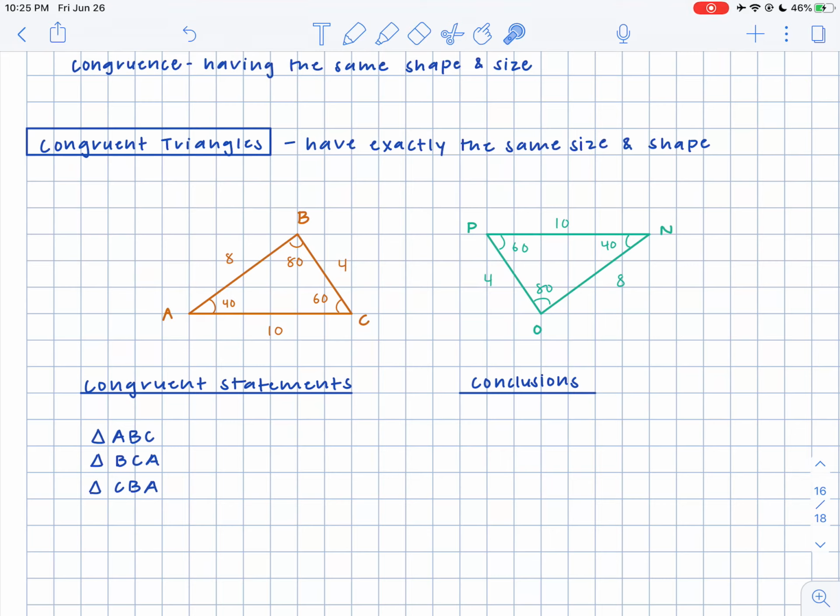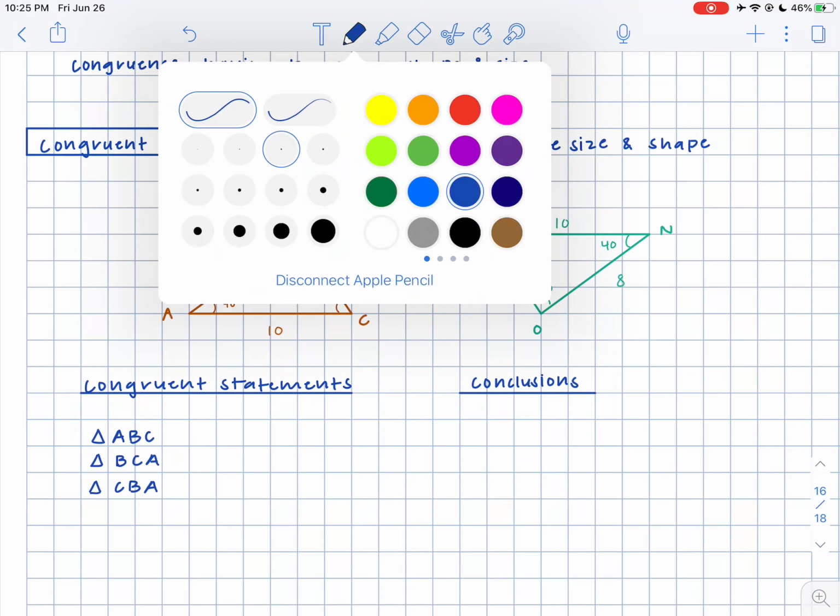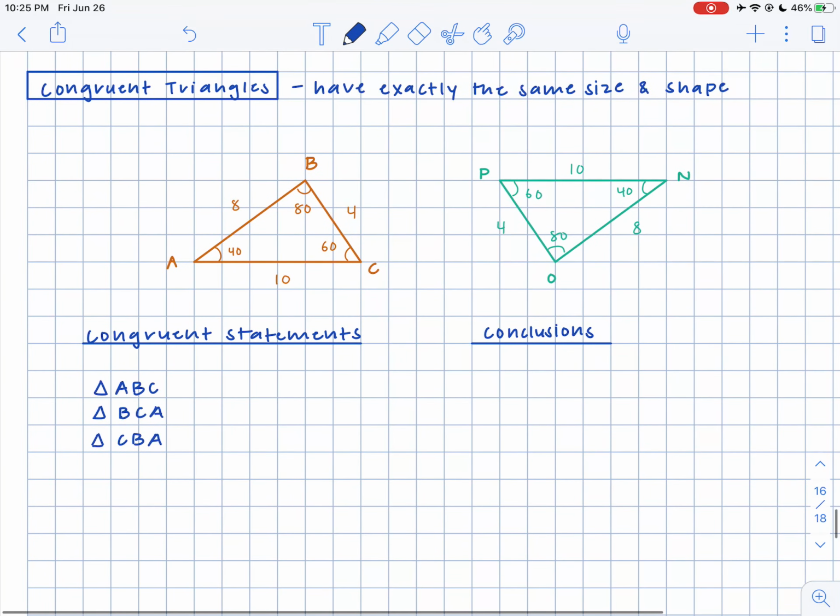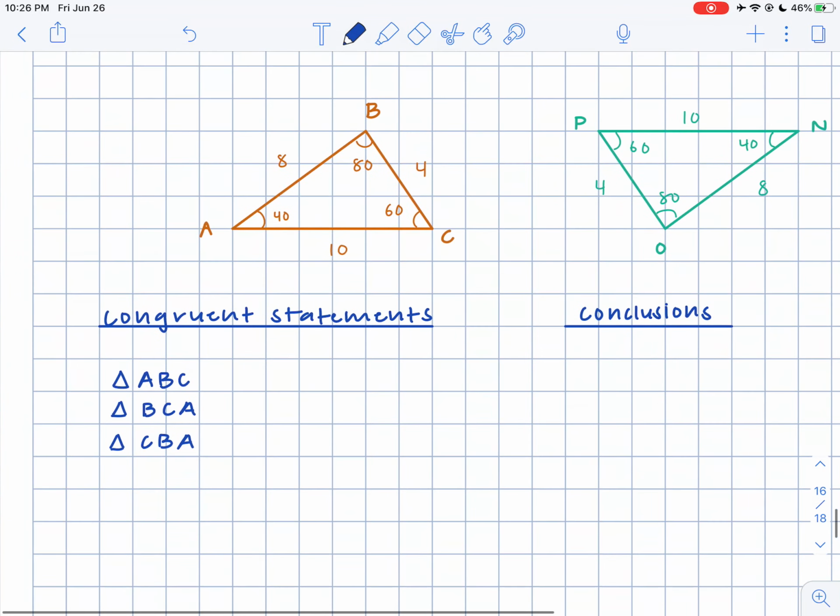So when we write congruent statements, one thing to keep in mind is that it's important to have the vertices correspond to each other. So what do I mean by that? Well, remember when we talked about labeling triangles, we said it didn't matter the order of the letters. As long as we had all three letters, it didn't matter how we labeled the triangle, right? We could say ABC, BCA, CBA. Now, when you are writing a congruent statement, the order of the letters sort of matter. So there are different congruent statements I can make.